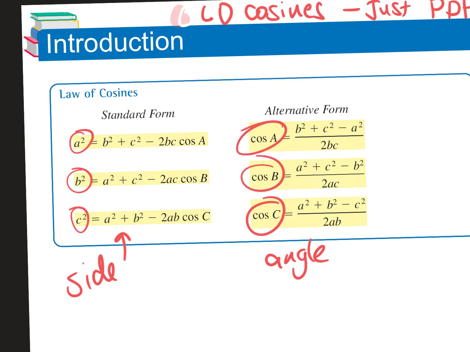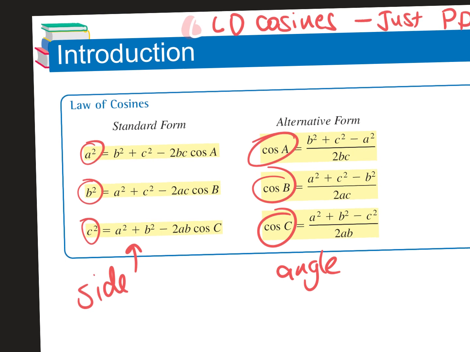It doesn't really matter which formula you use. They're the same. Just notice that in the one where you're looking for a side, the side you're looking for is going to have the cosine of the angle. Because remember, sides are across from angles, right? So if I'm looking for B, you're going to use the cosine of B. If I'm looking for C, you're going to use the cosine of C. You just got to pay attention to that.